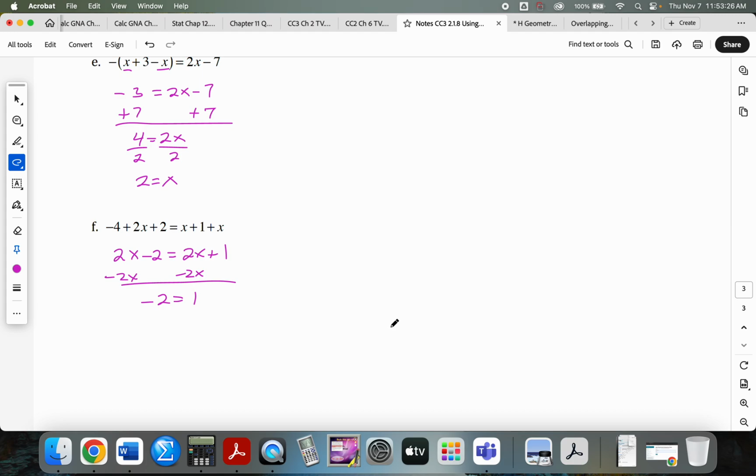Is that true? That's very much false. There is no solution for this. No matter what you make x equal to, those two sides will never be equal. Any questions?